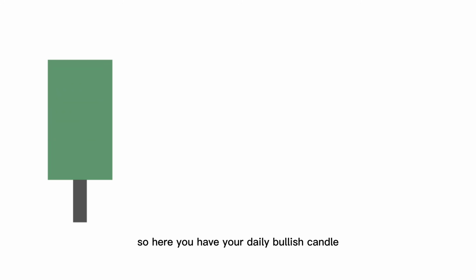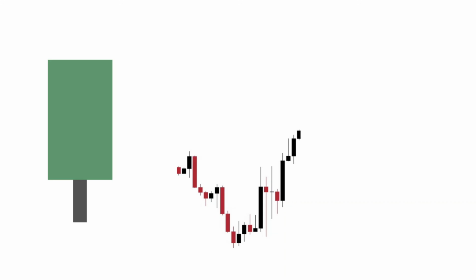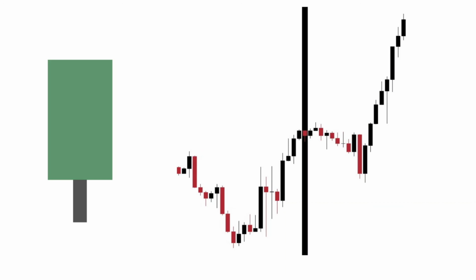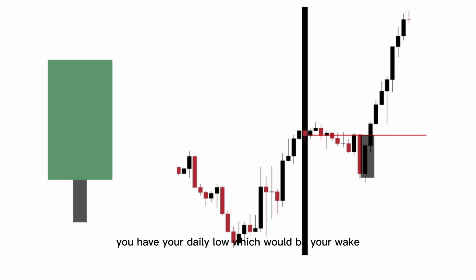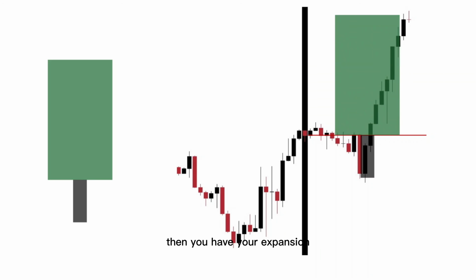So here you have your daily bullish candle. So this is how this candle translates in micro price action. As you can see here, you have your daily open, you have your daily low, which would be your wick, then you have your expansion, which is the body of your candle.